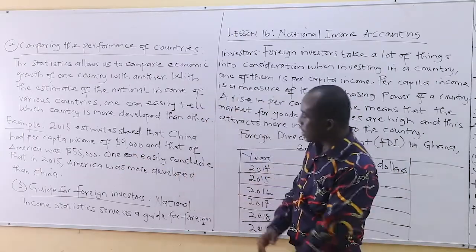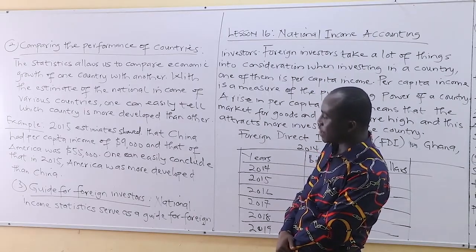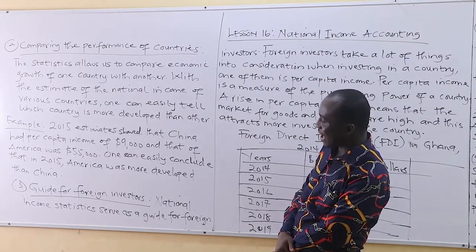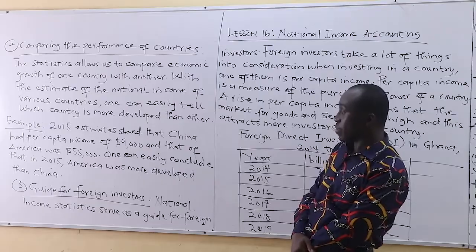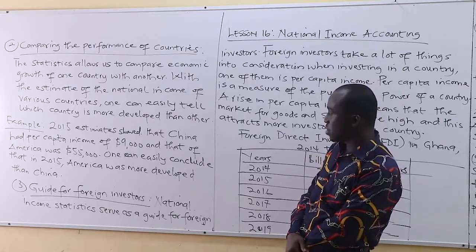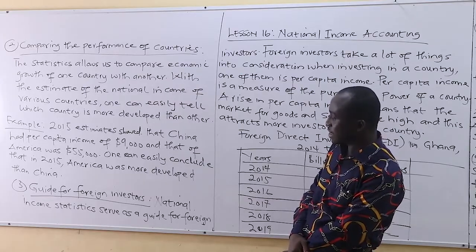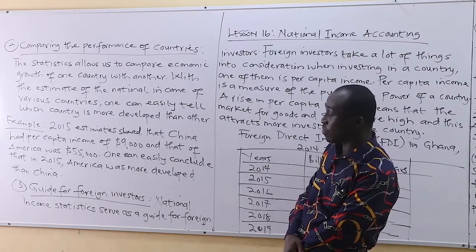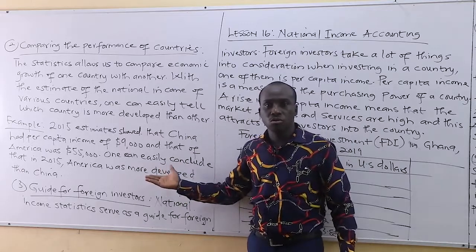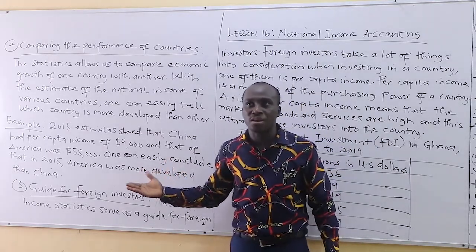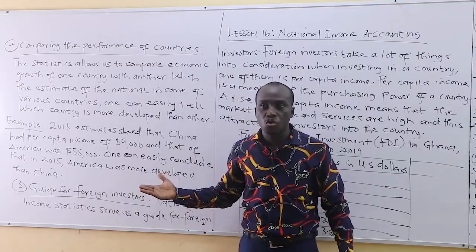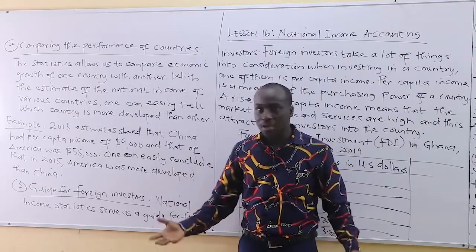So let's get that. A 2015 estimate shows that China had a per capita income of $9,000, and that of America was $55,000. We can easily conclude that in 2015, America was more developed than China, period. Not maybe. China has about 1.4 billion people, America just about 320 million people. So is China more developed than America? No, it's about their per capita income.